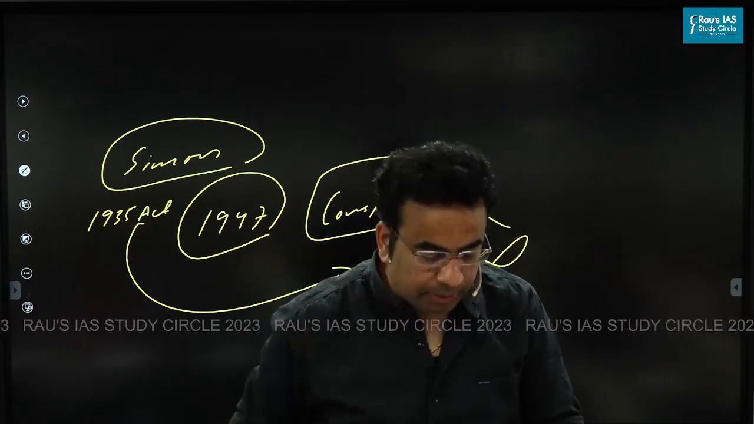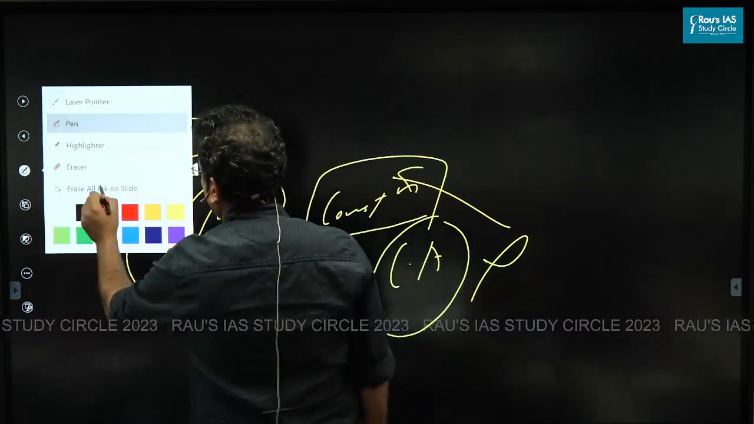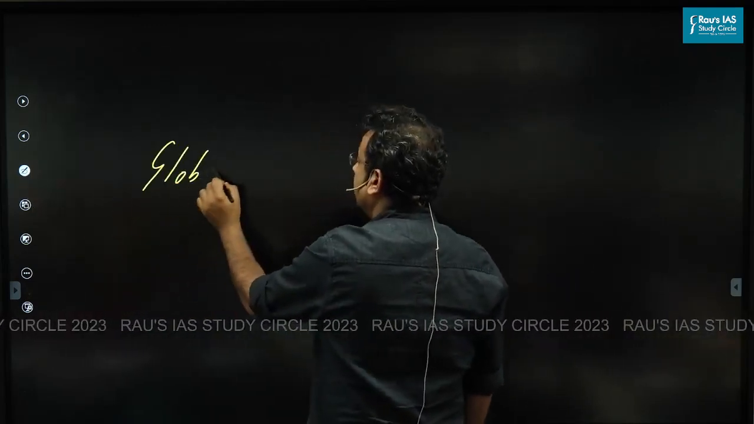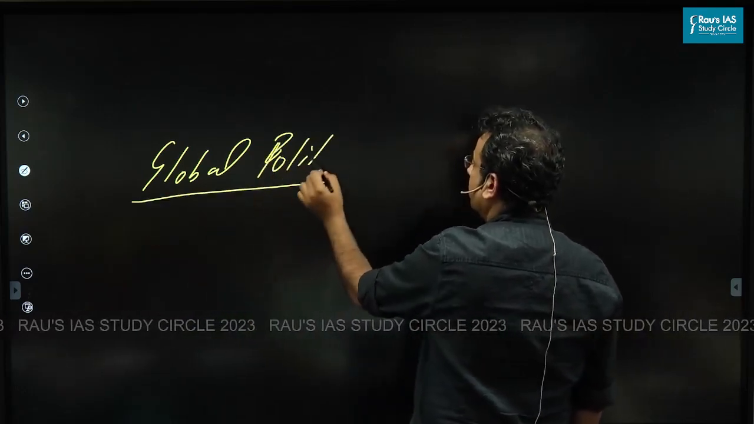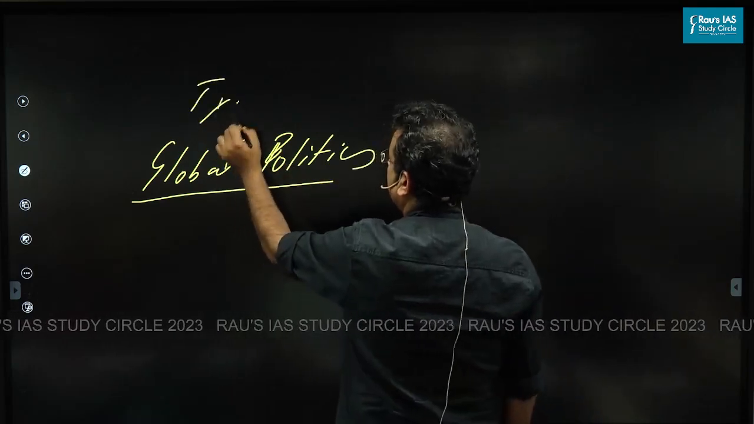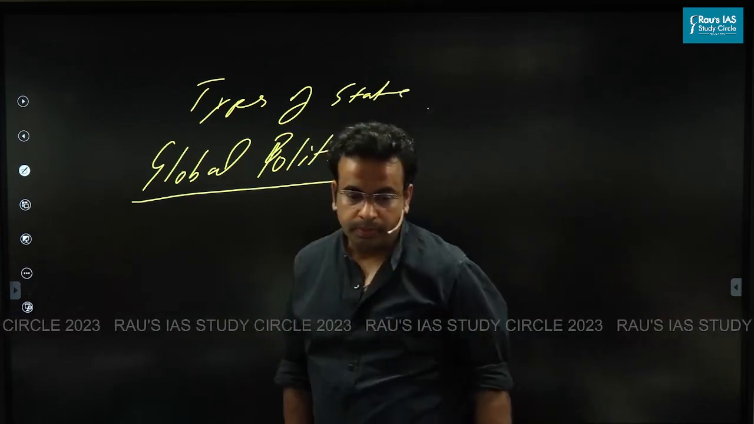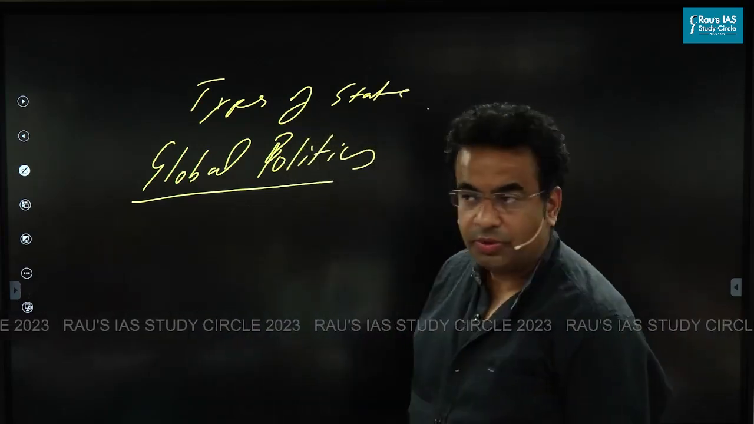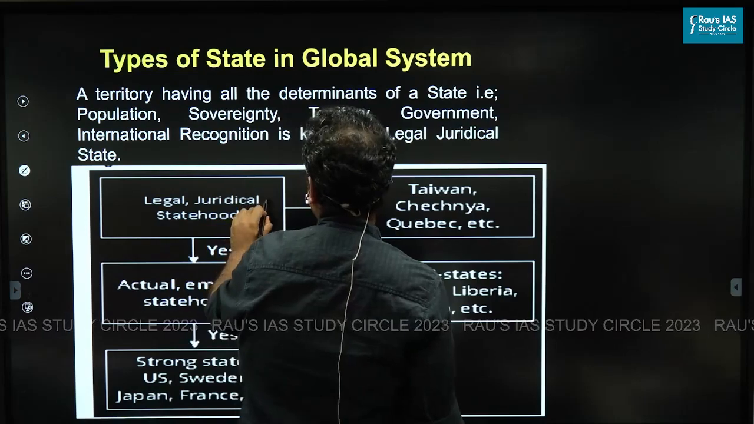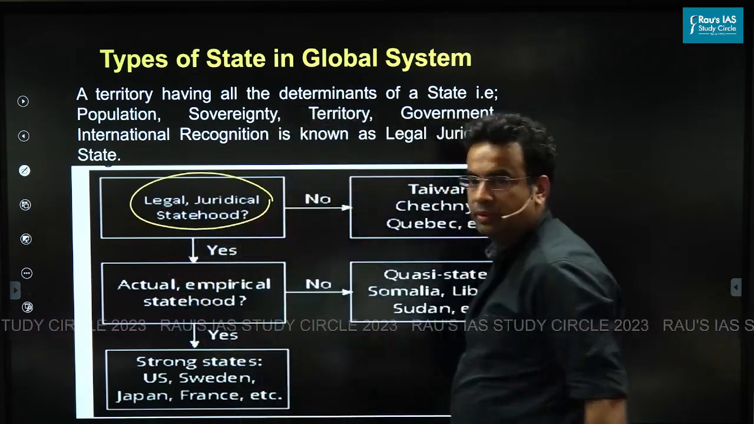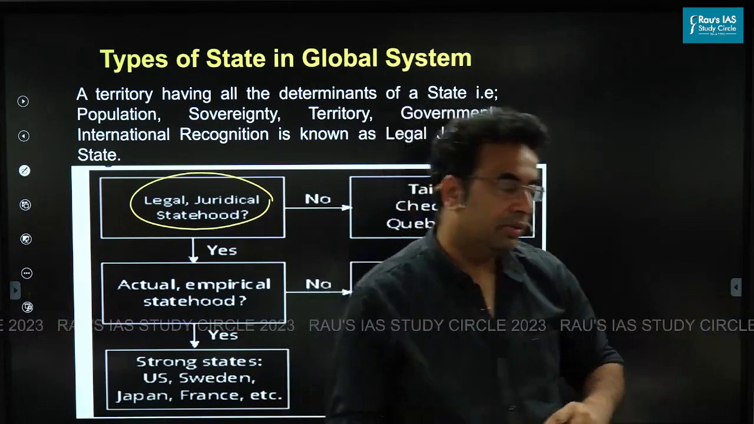Right? Likho, types of state. In global politics, I'm giving you the word global politics, not world politics. There's a difference between these two words, global politics and world politics. So pehle bhi likh lo, types of states in global politics. Right, there are two types of state. Legal juridical states.